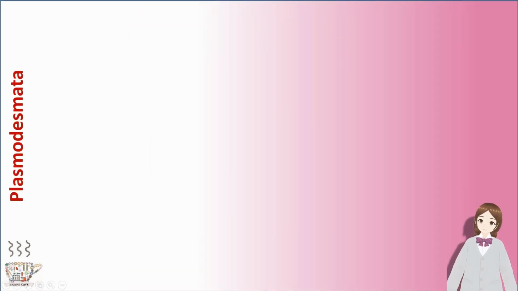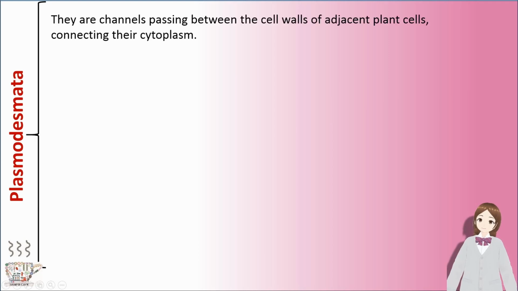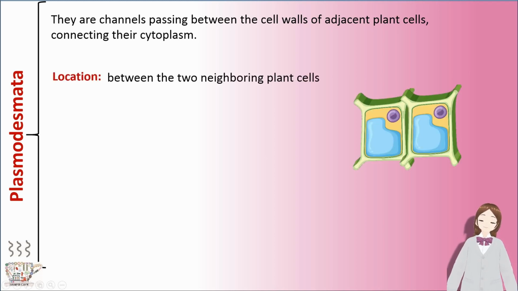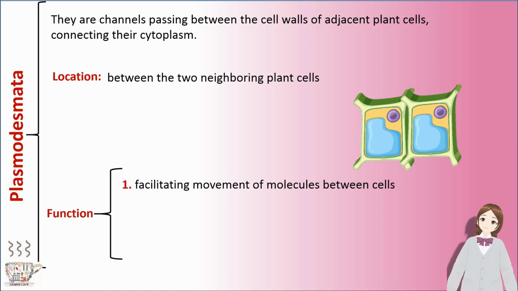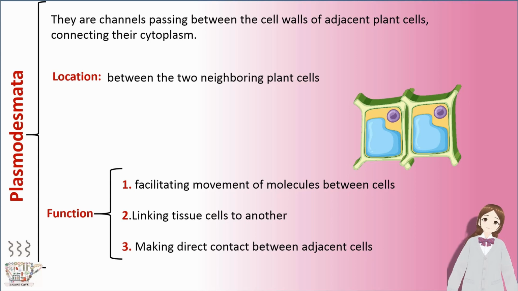Plasmodesmata. They are channels passing between the cell walls of adjacent plant cells connecting their cytoplasm. They are located between the two neighboring plant cells. They play a role in facilitating movement of molecules between cells, in linking tissue cells to another, and in making direct contact between adjacent cells.